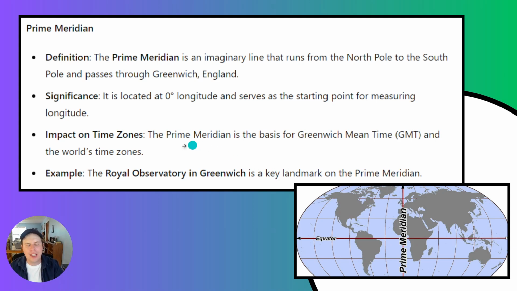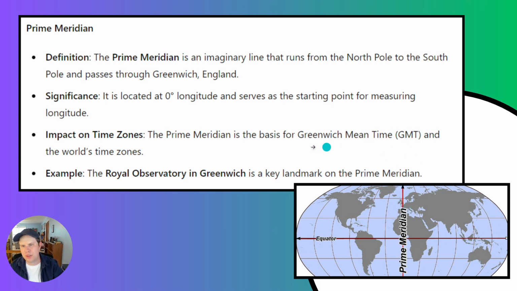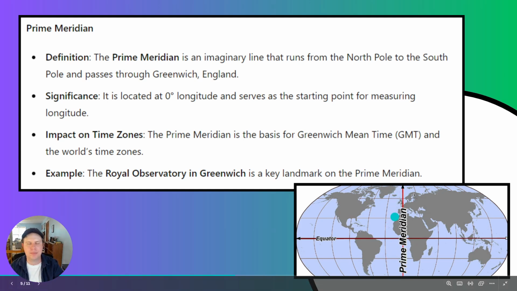The impact on time zones for the prime meridian is that it is the basis for Greenwich Mean Time, or GMT, and the world's time zones. Whatever time zone you're in is dictated by your distance from the prime meridian. The Royal Observatory in Greenwich is a key landmark on the prime meridian. So if you think of Greenwich, England, or GMT, you should be thinking of Greenwich Mean Time and the prime meridian.